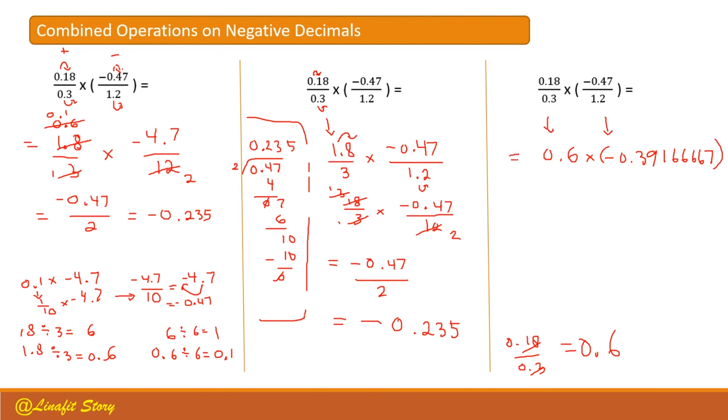So now here, this is the positive number, this is the negative number. So it means that you meet your enemy. If you meet your enemy, the result is negative 0.235.